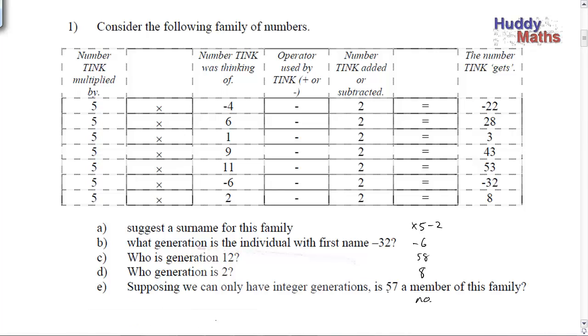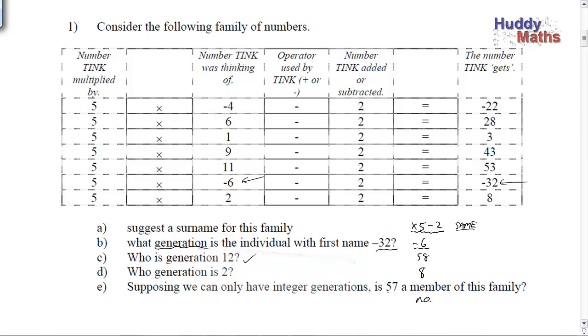Okay, so how did you go? I'm suggesting the surname for this family might be multiply by 5 and take 2, because these are the things that we did to generate the family, which were all the same. And what generation is the individual whose first name is neg 32? Here it is. The generation, the number we had to do the operations on to get neg 32, was neg 6.